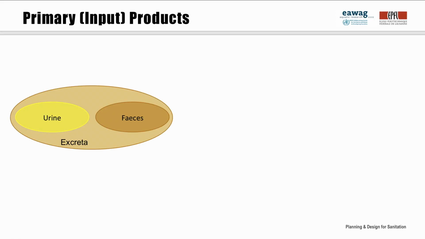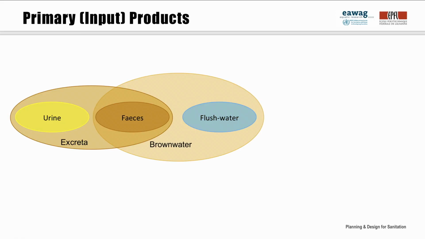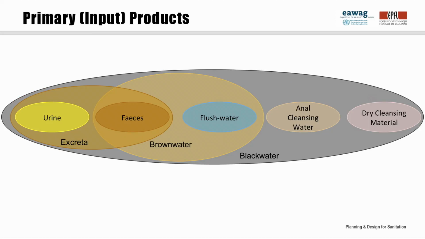If you just add flush water to the feces, this is referred to as brown water. Brown water only exists when urine is separated at the source, and we'll talk more about this later in the module on technology. When anal cleansing water, so that's the water that's used for washing instead of toilet paper, or dry cleaning material, are mixed in with the excreta and flush water, the whole mixture is referred to as black water. You may have heard the term wastewater before, but black water is a more descriptive term, and because any sort of unneeded water could be called wastewater, we prefer the term black water to be more specific.